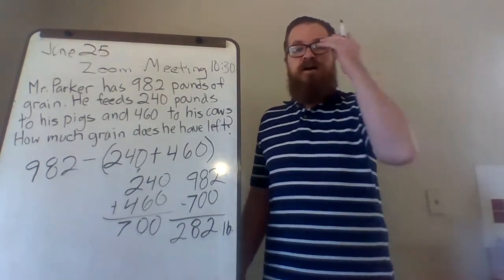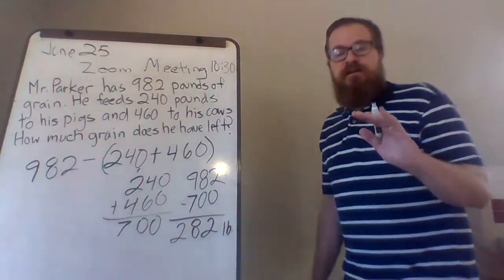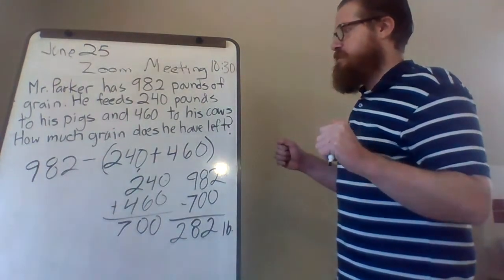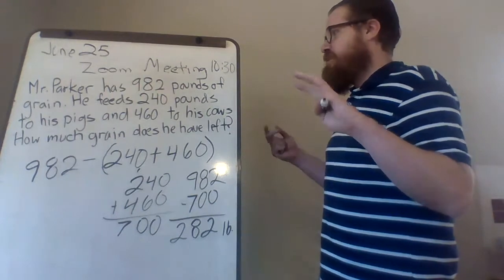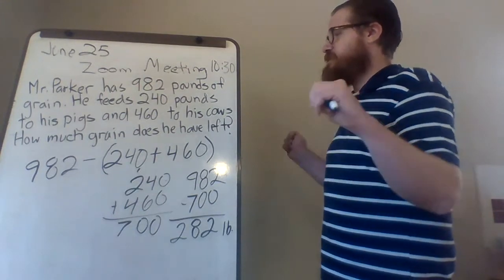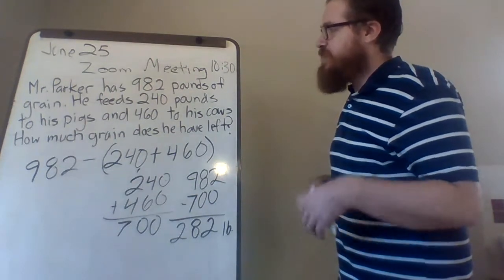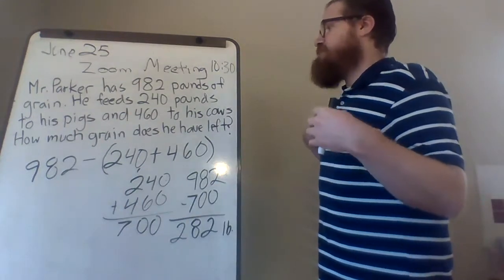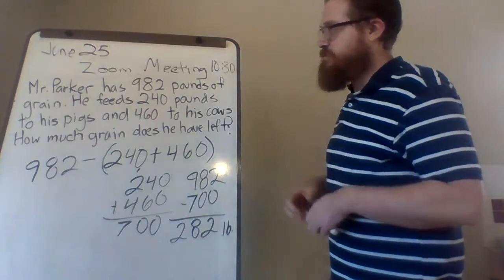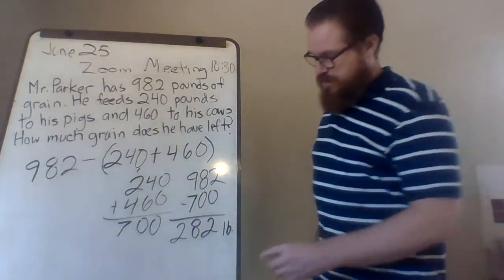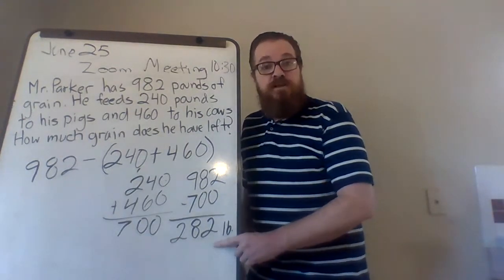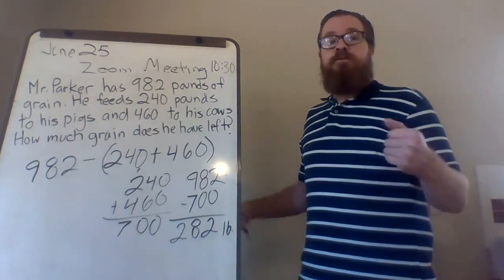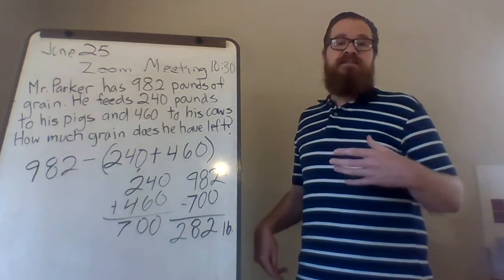So I always want to take a minute to make sure my answer sounds reasonable. Okay, so I'm starting out with 982, taking away about 200, and then taking away about another 500. So if I was estimating this, maybe 1,000 minus 700 would be 300. So if estimating, 282 is really close to 300. It's really close to the estimate I just made. So I can be pretty comfortable that my answer at least makes sense.